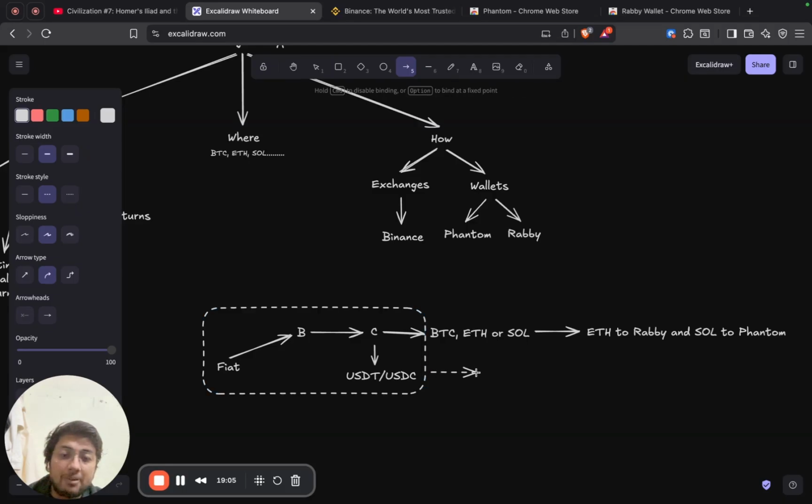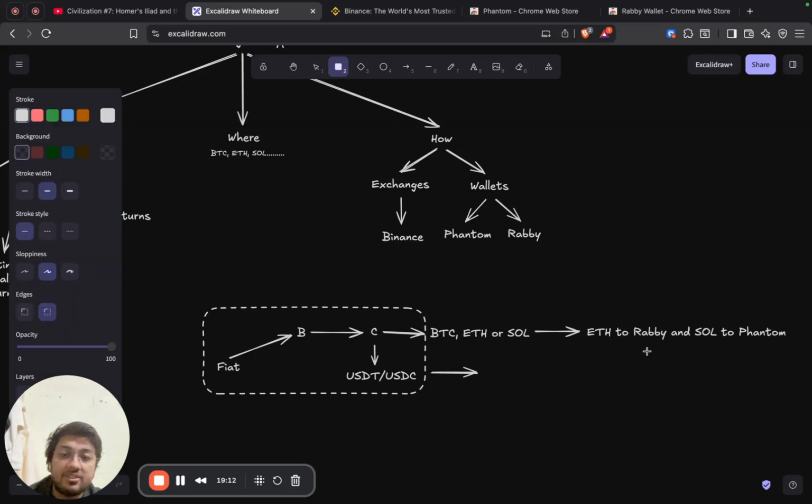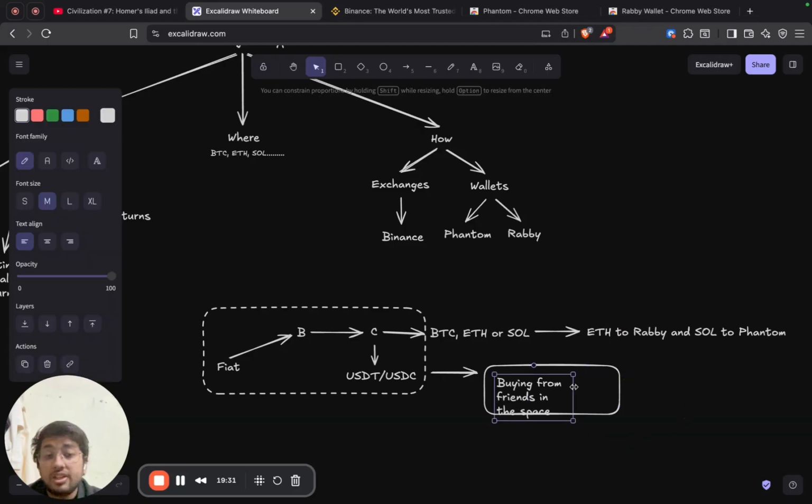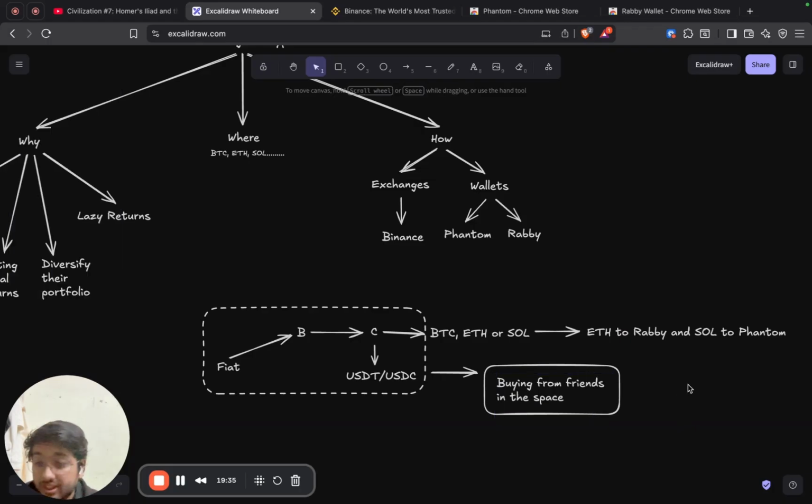So that's where we come up with a way to invest in these assets. And that is buying from friends in the space. For example, I need 100, 200 USDC to buy 100 USDC, 200 USDC worth of Bitcoin. Now, what I tell my friend is I send him my Rabby or Phantom wallet address, and I'm like, can you send me this much USDC on the respective Ethereum or Solana networks?